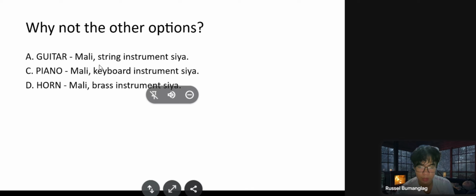So ano dili man sila tulo? Ano dili man guitar, piano, or horn? Ang guitar mali siya because string instrument siya. Piano mali gyapon because keyboard instrument siya, and in horn mali kay brass instrument siya. So that's why these three are wrong.